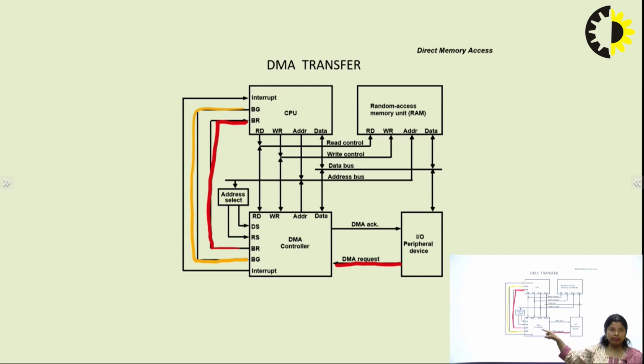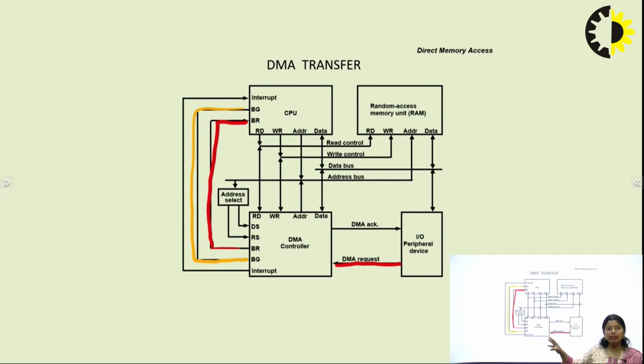When BG is enabled, what does it mean? The CPU goes to the high impedance state: the address bus, data bus, read line, write line, all are in the high impedance state. Now the CPU is not involved in this particular transfer.